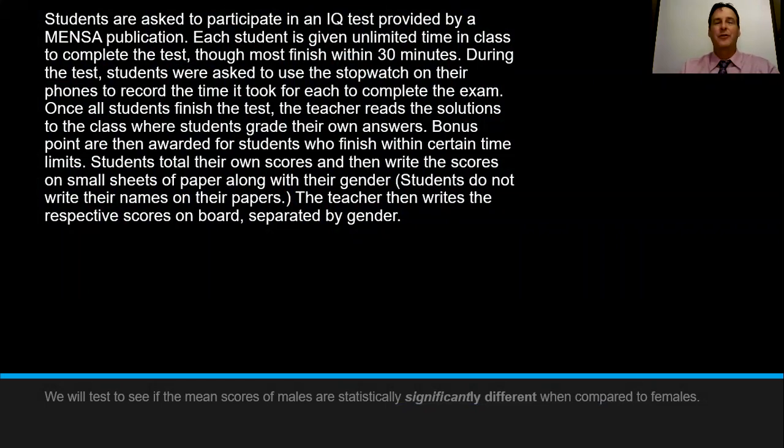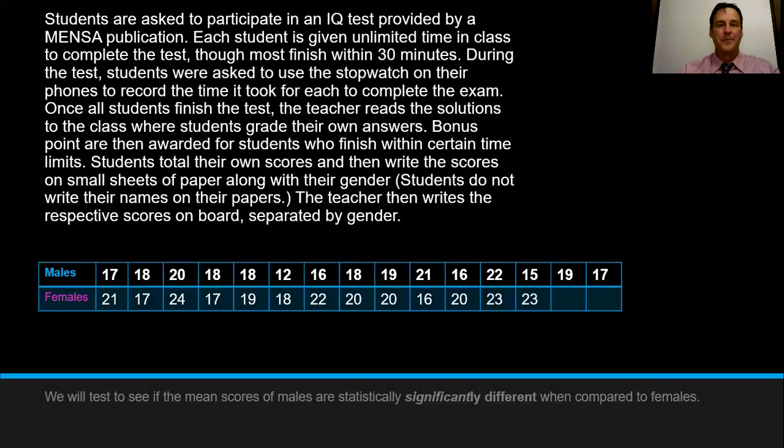Students then totaled their complete final score and wrote the score on little slips of paper provided by myself, as well as the gender they associate with. Students did not write their names on their respective papers. Once I had all the slips of paper, I looked at the data and I recorded the respective scores on the whiteboard. And here's what I got.